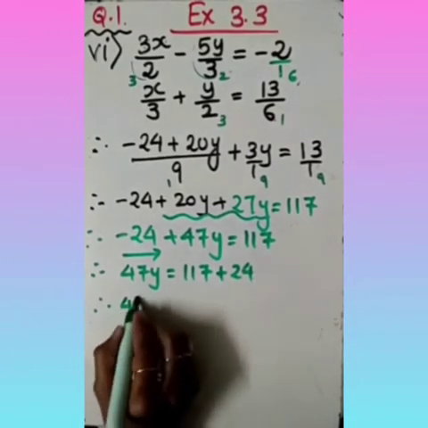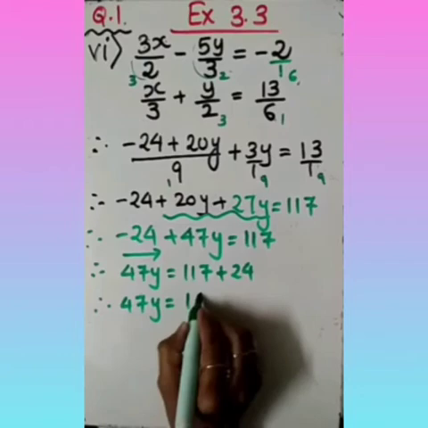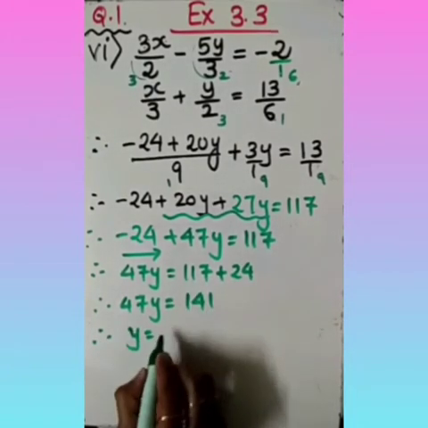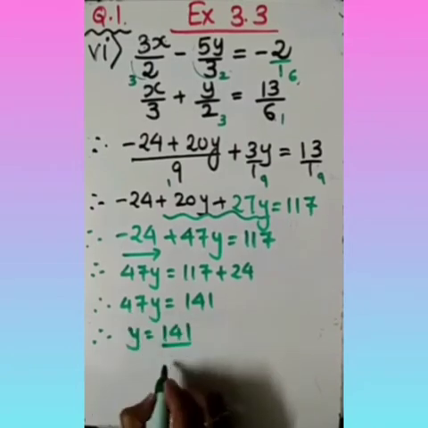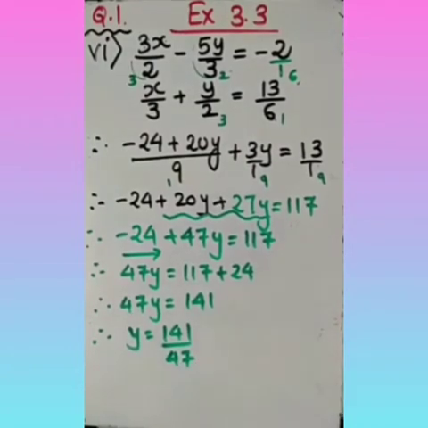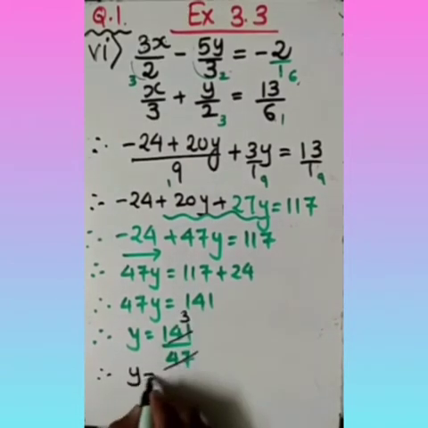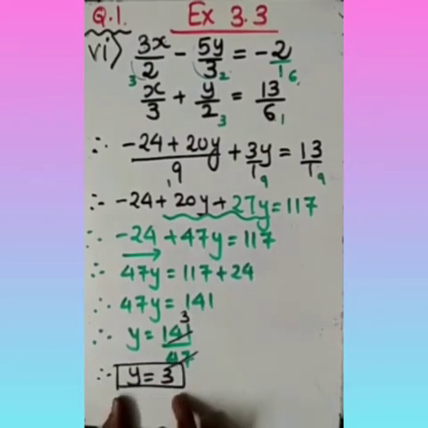So 47y equal to 141. The sum of these two will come 141. y will be 141 divided by 47. So simple. This is therefore y equal to 3, the value of y we are gaining.